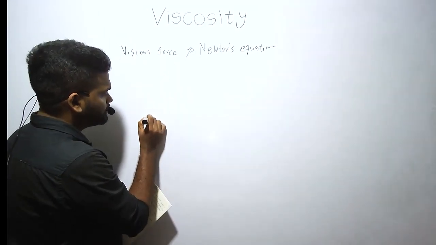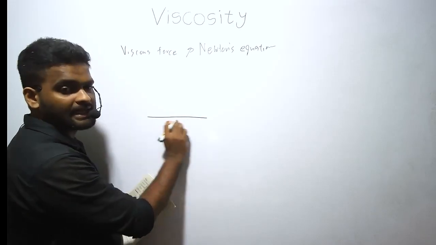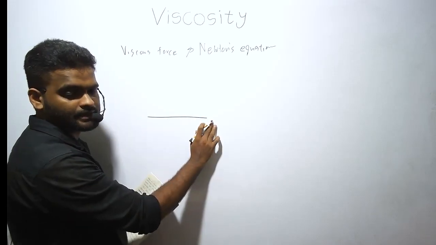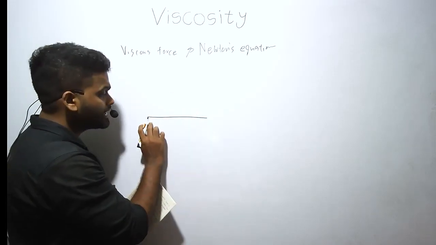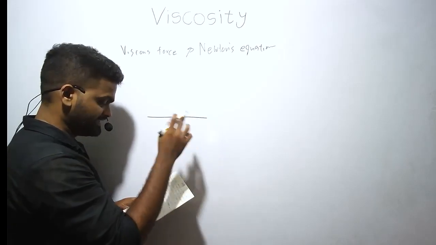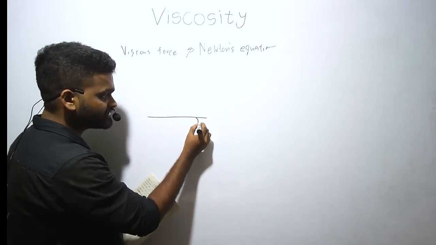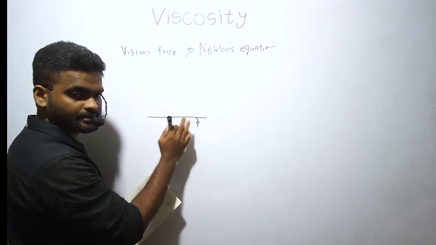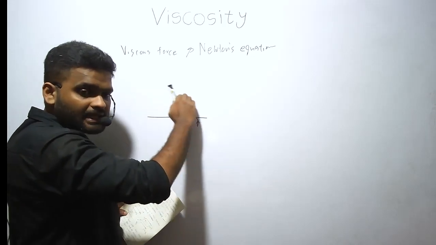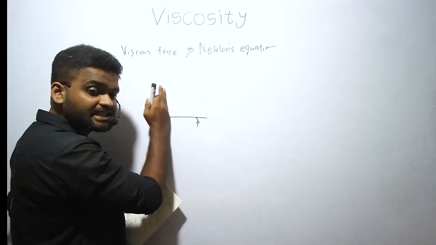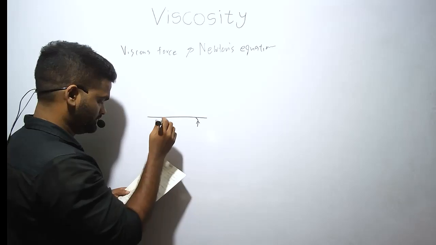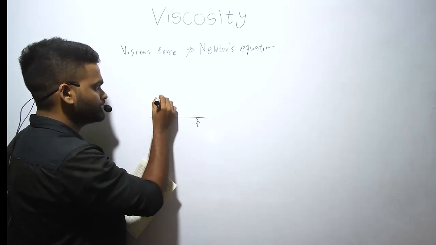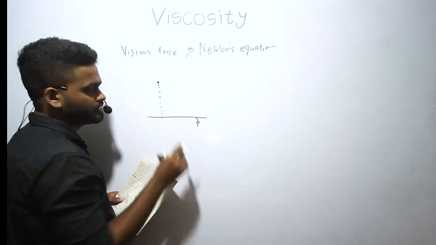Okay, so we have this static plate, let's say a metal plate. This is a cross section of the metal plate. Static means this is at rest. Then over that plate, there's a viscous liquid flowing.